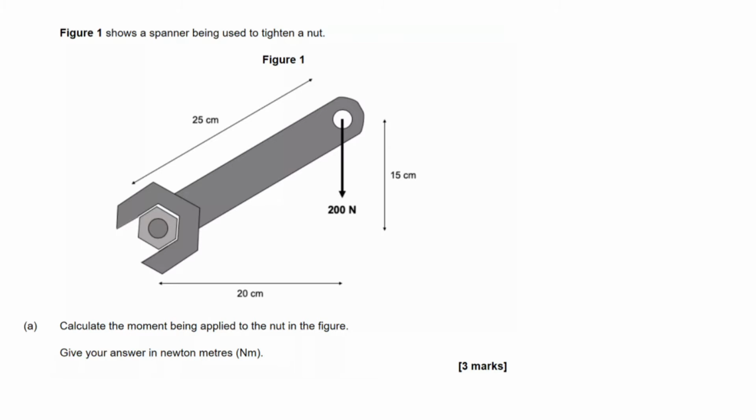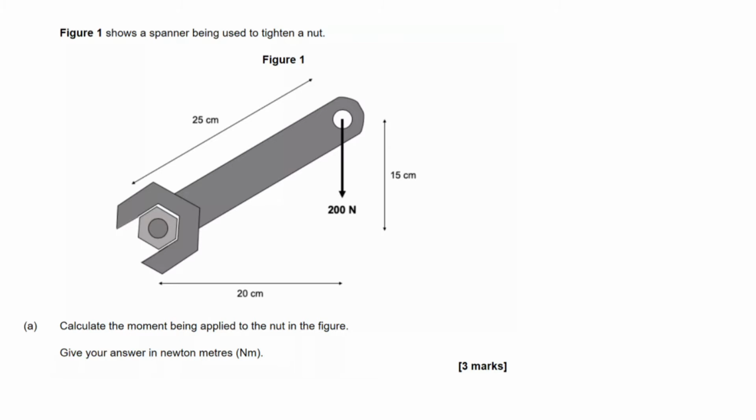So you've got a diagram here saying 25 centimeters, 15 centimeters, and 20 centimeters. Which of those measurements is perpendicular to the force? You can see that it is 20 centimeters, but remember you have to convert that centimeters into meters. So 200 newtons times 0.2 will give you 40 newton meters, and that will be 3 marks.